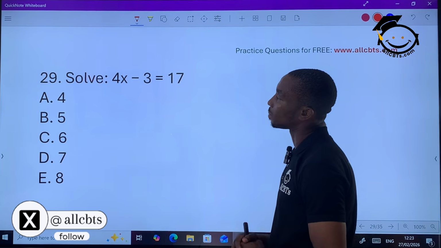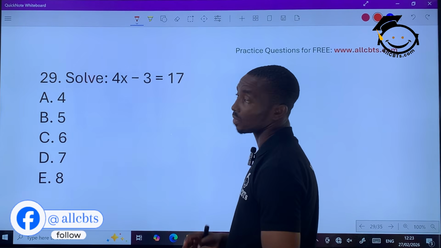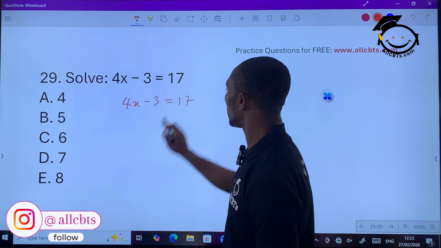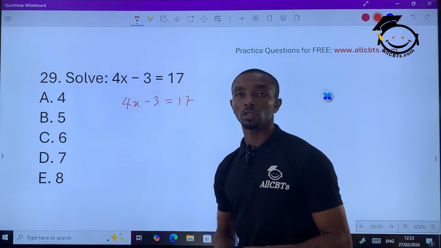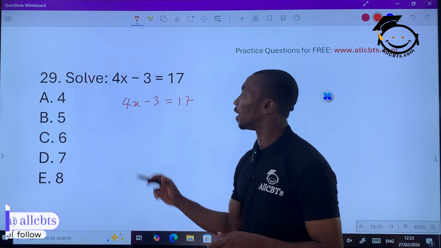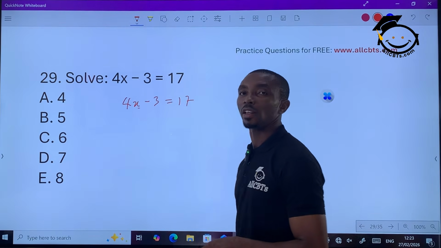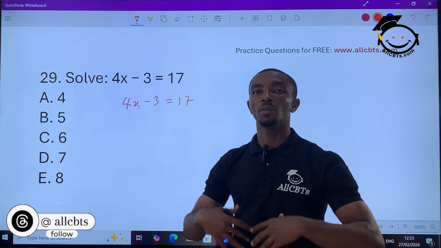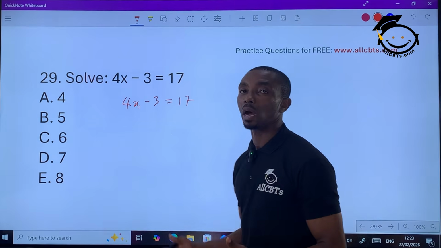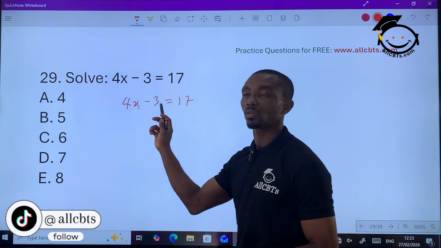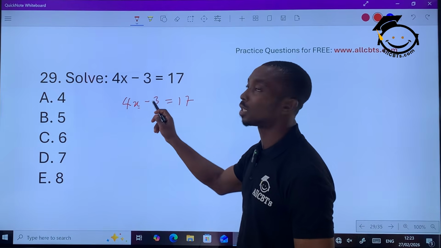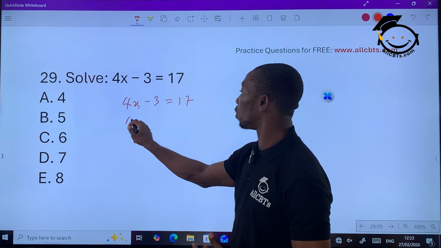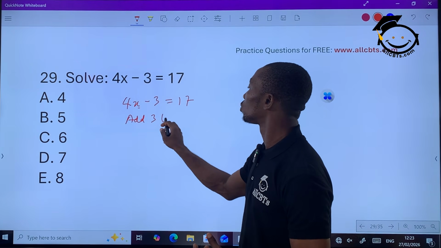Solve 4x minus 3 equals 17. Now all we are trying to do in this expression is to find the value of x. In order to find the value of x, x has to stand alone. So we need to remove every other number around x, starting with minus 3. Opposite of negative is positive. So to eliminate this negative, we add 3 to both sides.